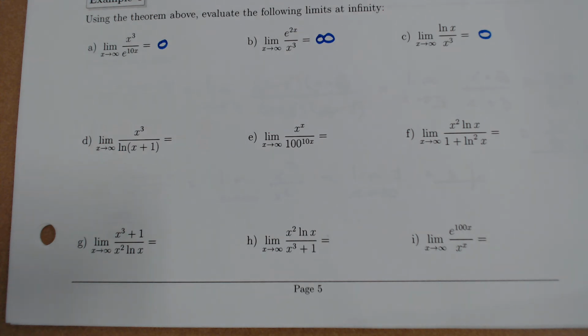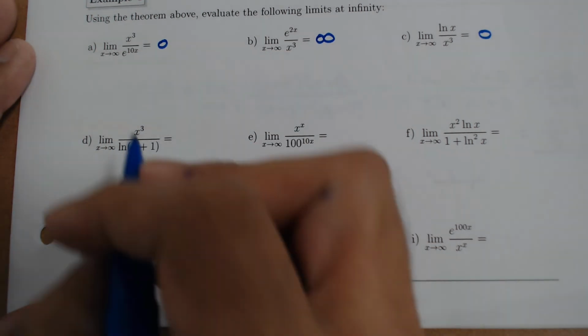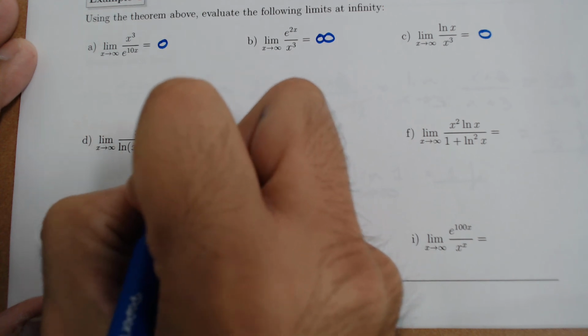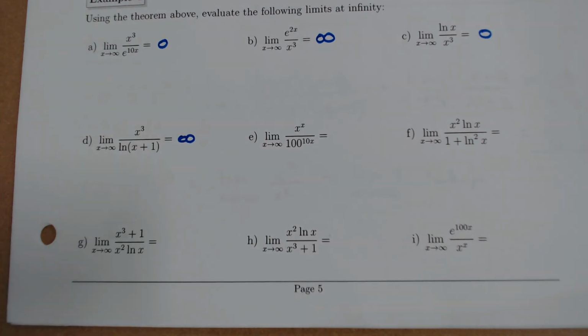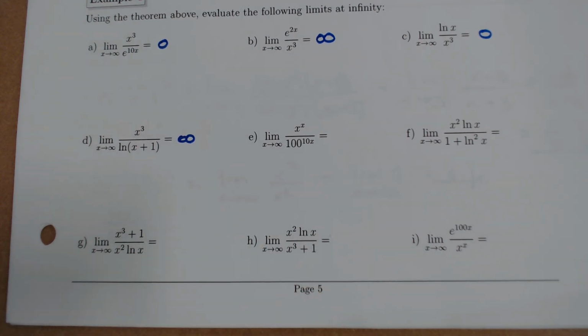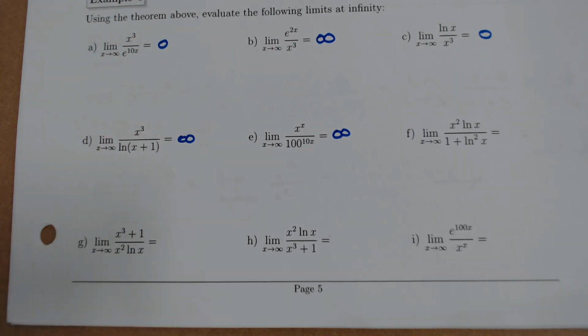All right, letter D. What do you got for letter D? Infinity, all right. And do we agree with infinity? Yes? Okay, someone else, letter E. What's your name? Luciano, I think is your name? Okay. Infinity, all right. I think I agree with infinity.